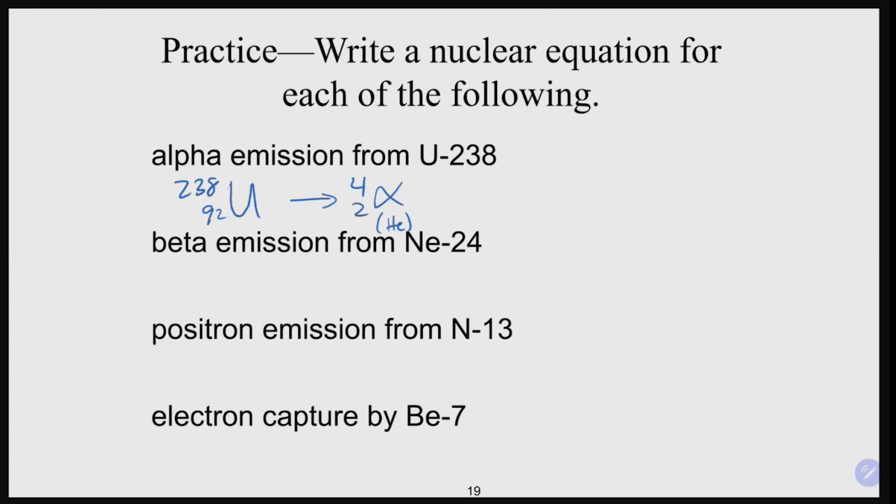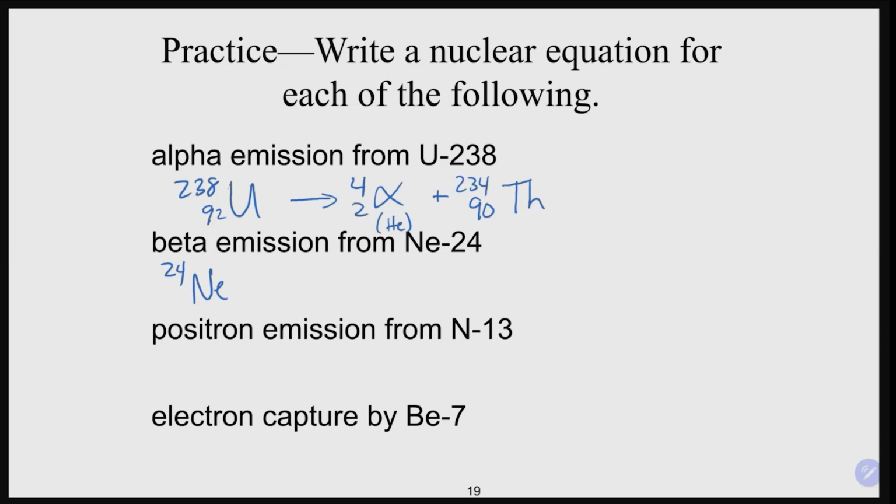Again, we're going to be looking for the missing atomic number first. We have 92 on the left, 2 on the right, so a 90 would be good. Going to the periodic table, we find number 90 is Th. And now for our mass number, we've got 238 on the top, 4 on the right. That's a 234, I think. Questions on that one?